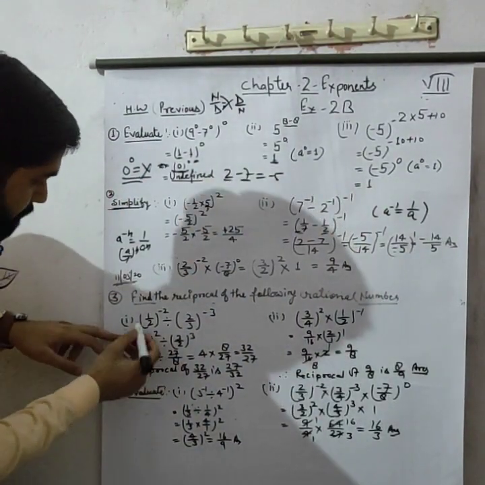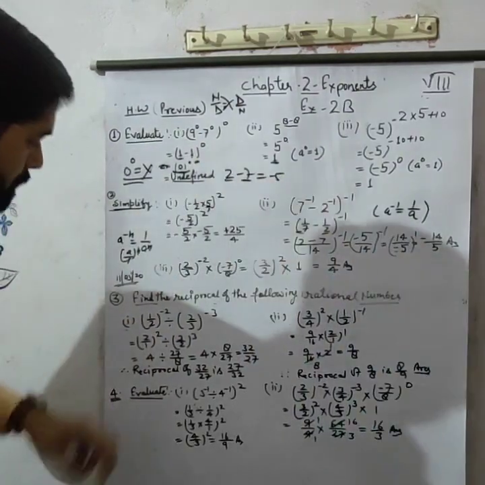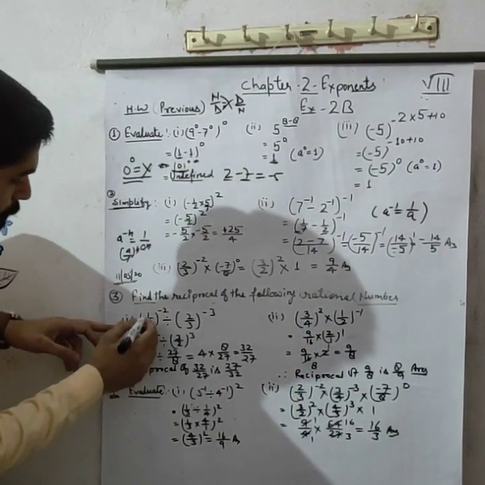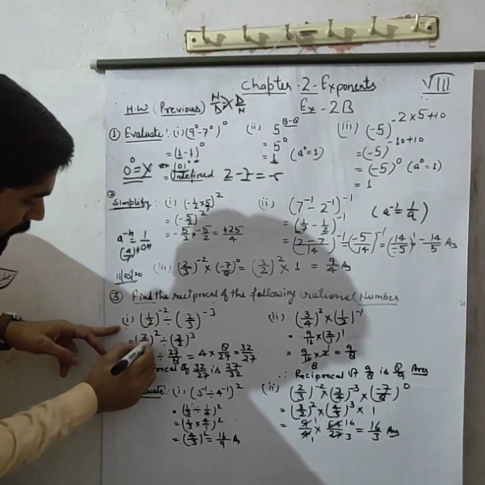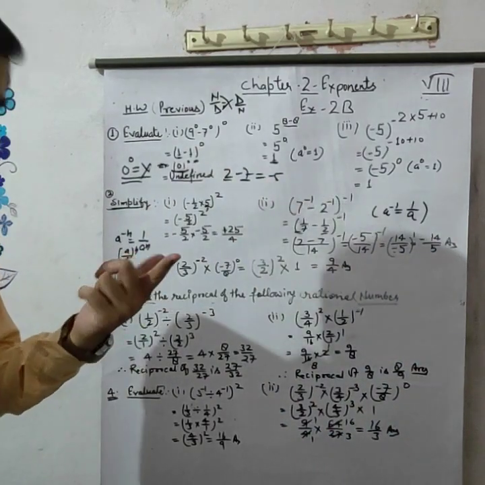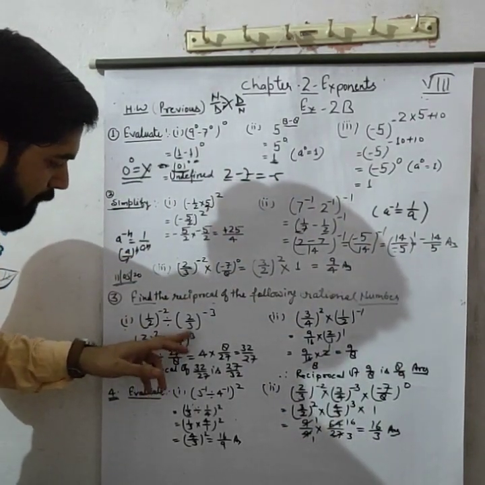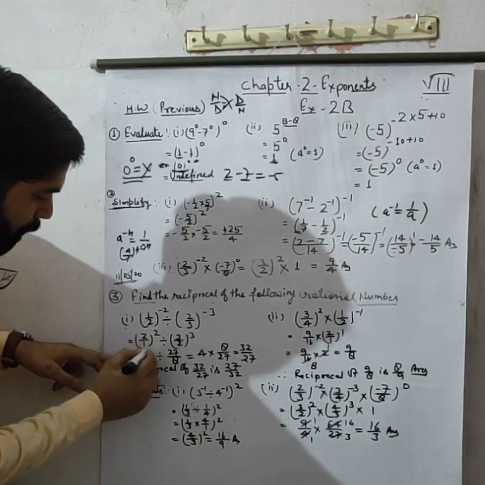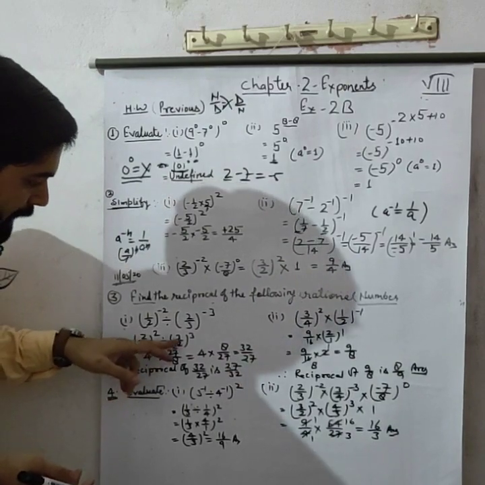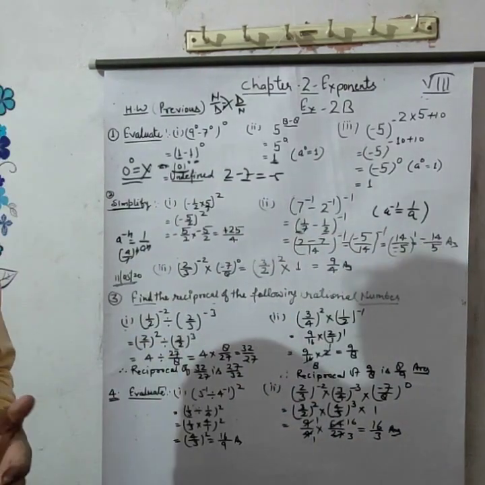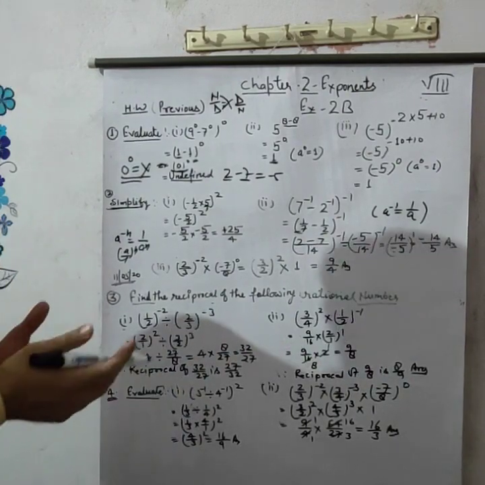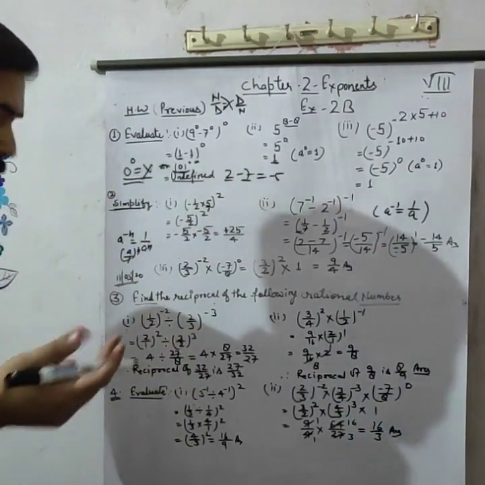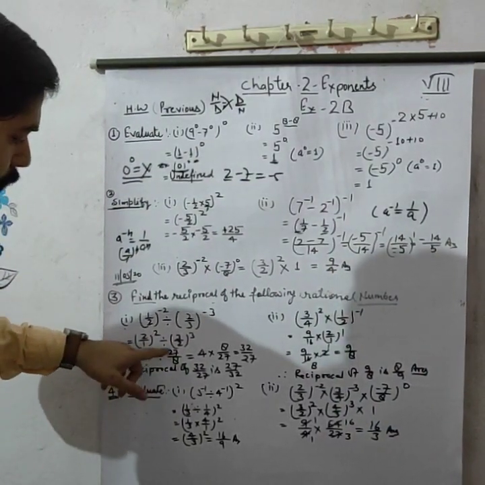So look here, the first question is 1 upon 2 raised to the power 2 divided by 2 upon 3 raised to the power minus 3. 1 upon 2 raised to the power minus 2, so we write 2 upon 1 raised to the power 2 according to the negative rule. Divided by 3 upon 2 raised to the power 3. Then 2 upon 1 squared means 2 twos are 4. 3 upon 2 raised to the power 3 means 3 upon 2 multiplied 3 times. 3 threes are 9, 9 threes are 27, and 2 twos are 4, 4 twos are 8. We get 27 upon 8.